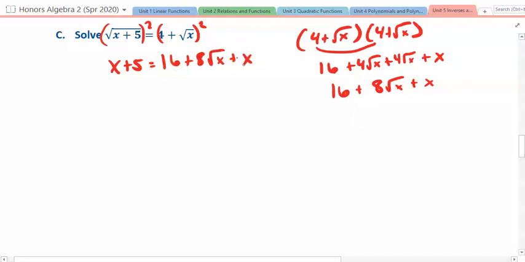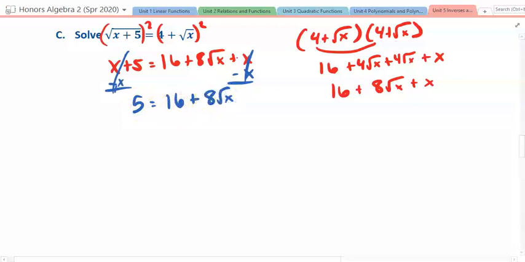And so now we've gotten this equation. Now let's see what our next step would be. Well, now I've got one radical, and I've still got to get that one radical by itself to get rid of that radical so I can solve this whole equation for x. So let's start solving to get this radical by itself. So I'm going to subtract x from both sides. That cancels, and that cancels. Ooh, that's kind of interesting. Let's see what happens next. So 5 is equal to 16 plus 8 square root of x. I'm going to subtract the 16 from both sides.